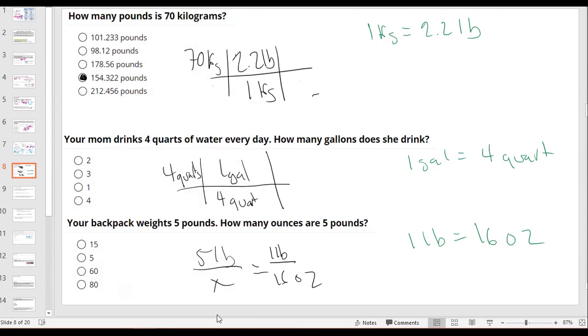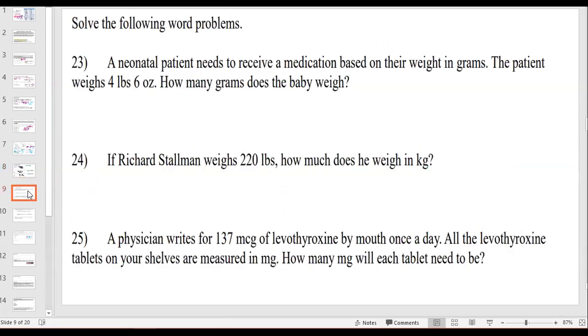And then 1 quart equals how many gallons? 1 gallon. And then how many ounces is this? 80, right? Because 5 times 16 is going to be 80. And again, there are 2 different ways you can solve them, either through dimensional analysis or through ratio and proportion. Whichever you choose is going to be up to you.